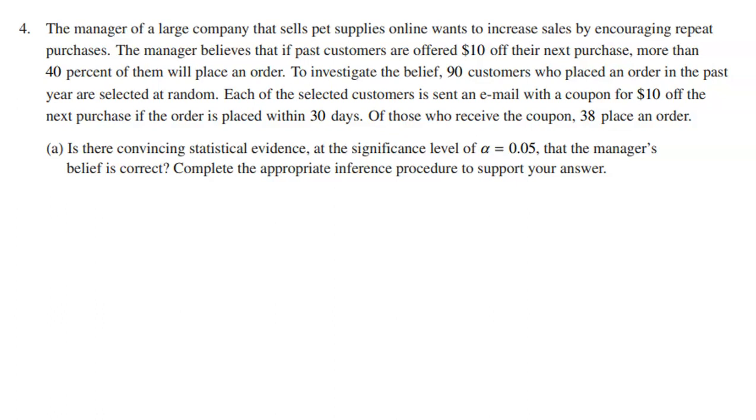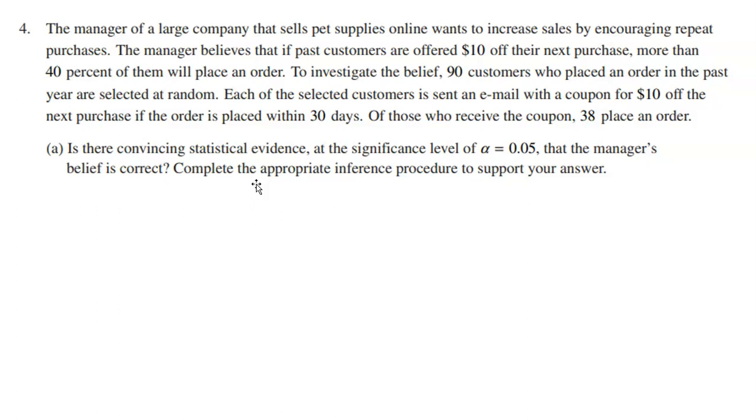To investigate the belief, 90 customers who placed an order in the past year are selected at random. Each of the selected customers is sent an email with a coupon of $10 off for the next purchase if the order is placed within 30 days. Of those who received a coupon, 38 place an order. Is there convincing evidence at the significance level of 0.05 that the manager's belief is correct? Complete the appropriate inference procedure to support your answer.